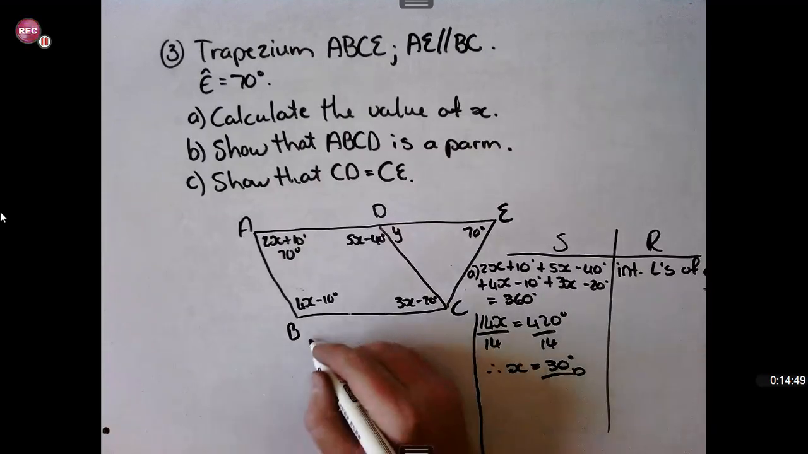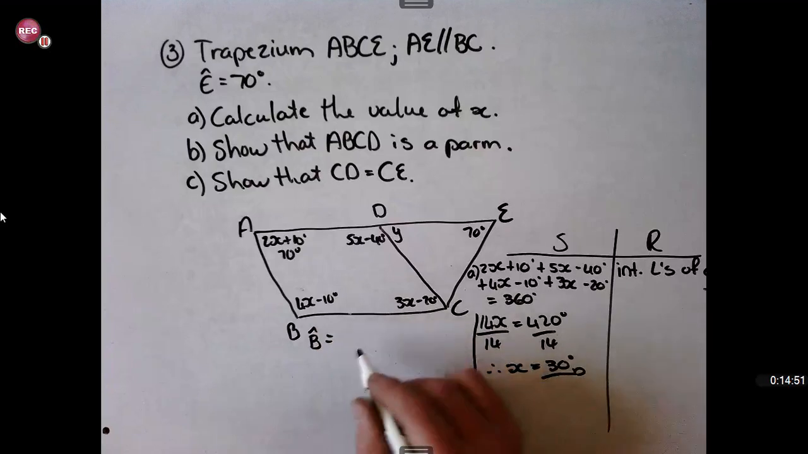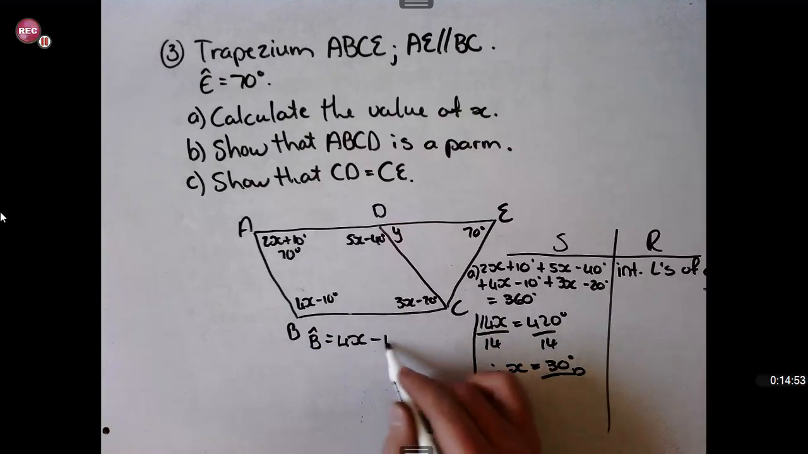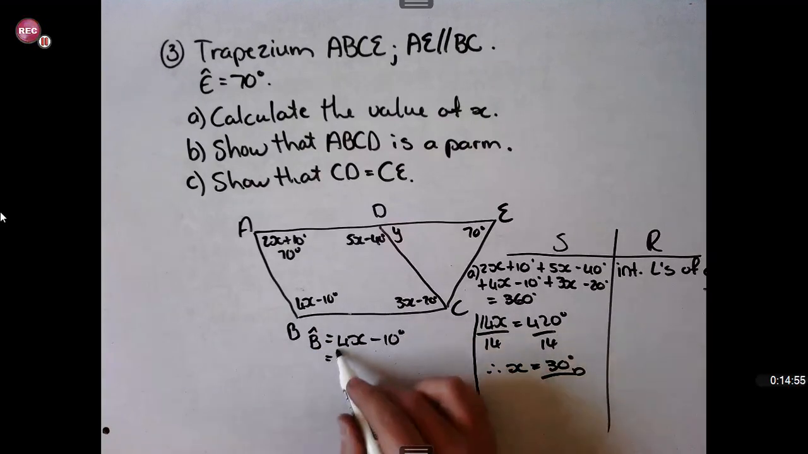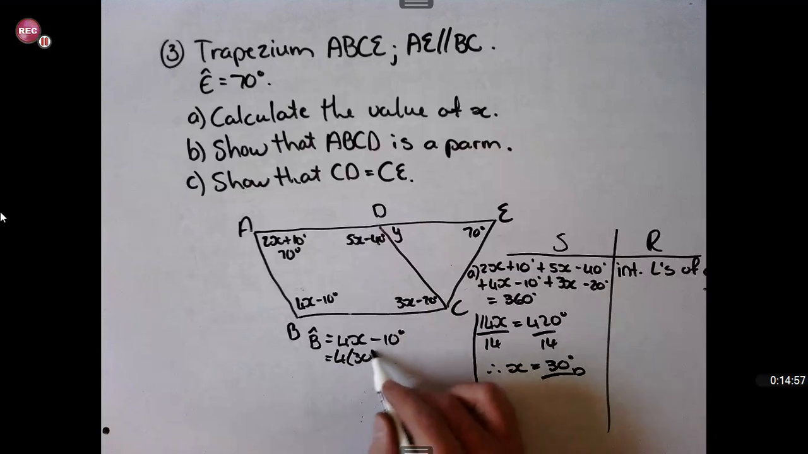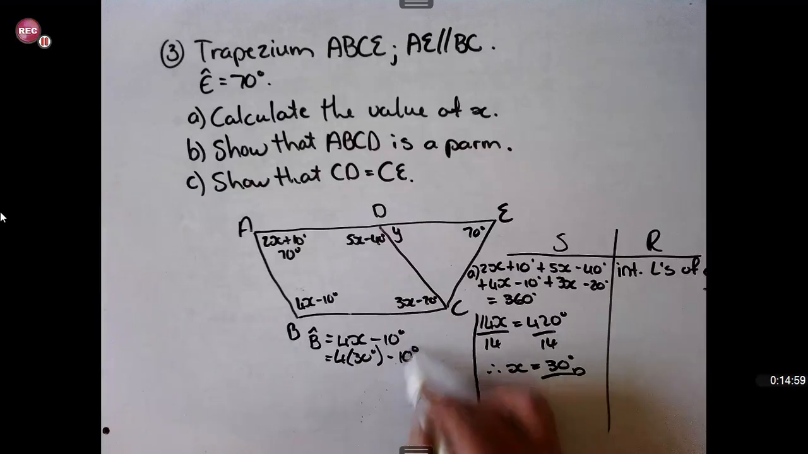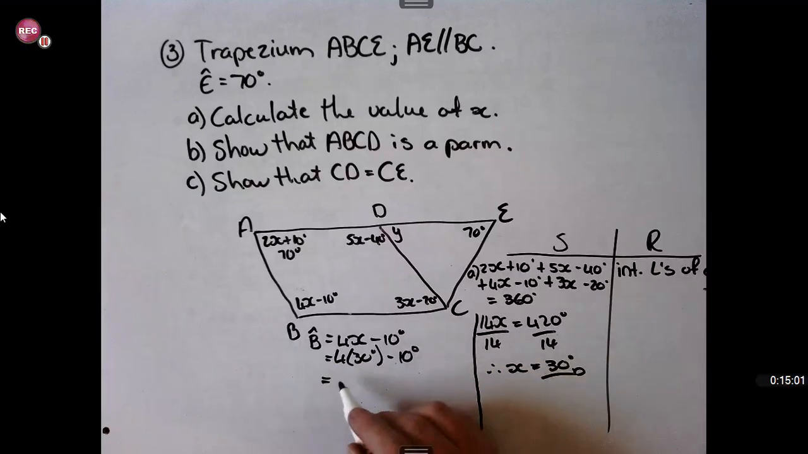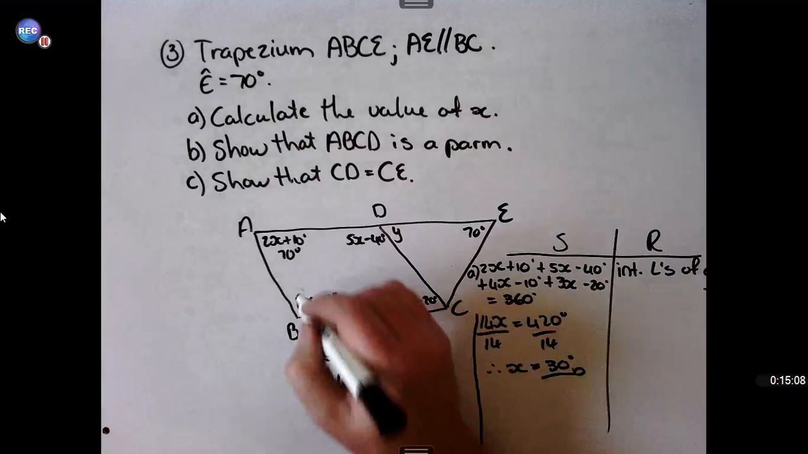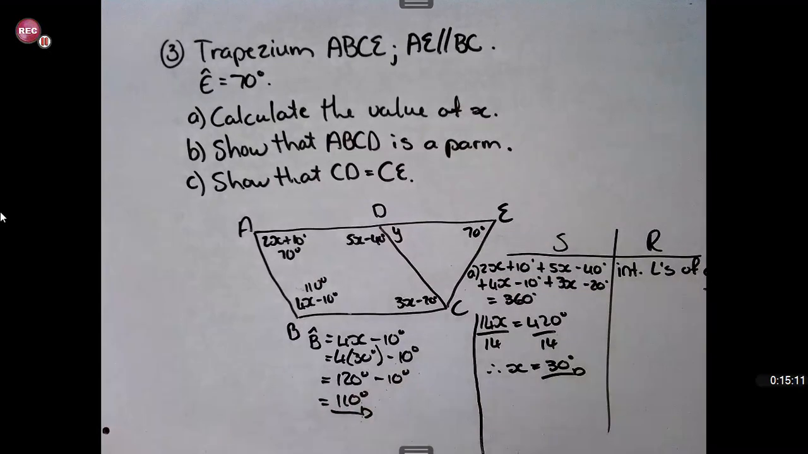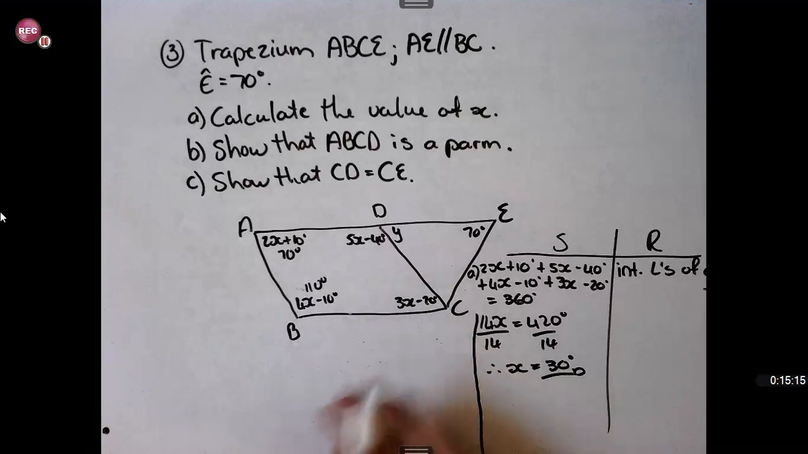For angle B, it would be 4x minus 10 degrees. We take the 4, we substitute the 30, minus 10 degrees. 4 times 30 is 120 degrees minus 10, and that would give me 110 degrees. So this is 110 degrees. Okay, that's how we got the answer. Let's move on to C.